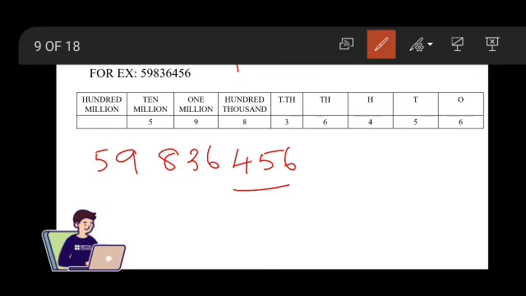59,836,456. So the first three digits are the same as in the Indian system. We'll be inserting a comma before the thousands place value. Then after that, group the thousands as one single period and insert a comma before the millions period. So this is how we will be inserting the comma according to their place value. Group the numbers according to their place value first, then insert commas in their appropriate place.